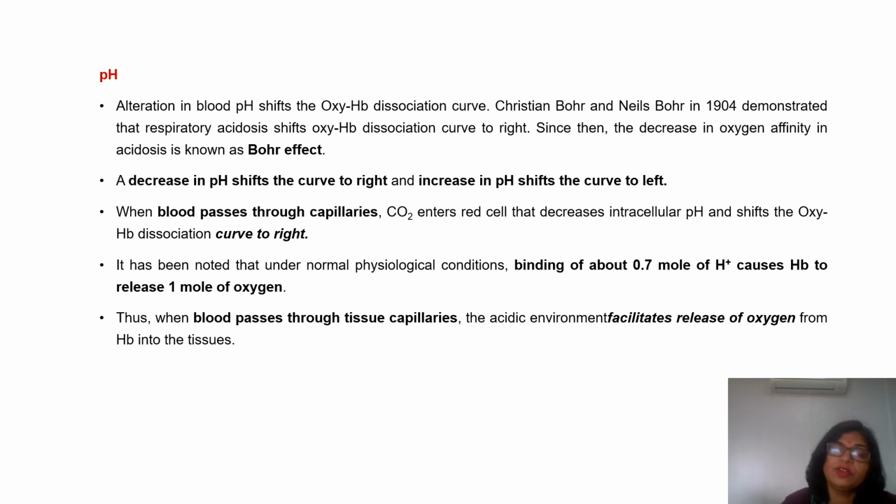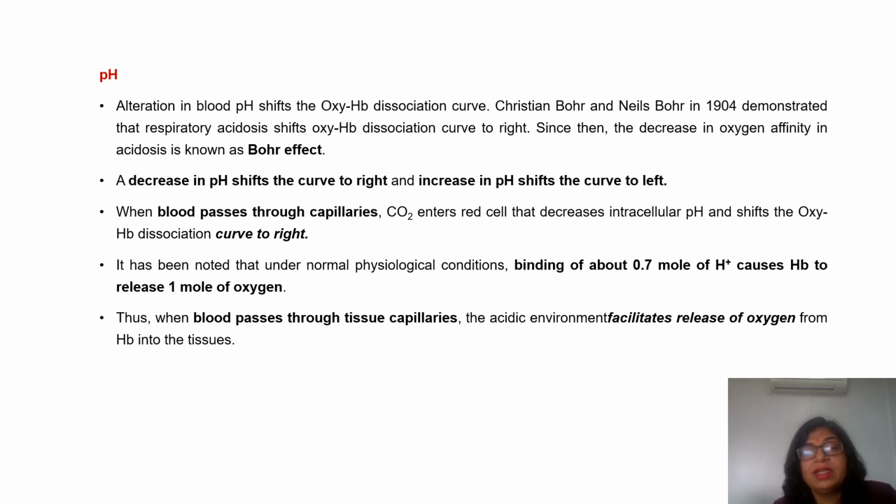Now coming to the effect of pH on the curve. If there is acidosis, respiratory acidosis, the curve will shift to the right. So a decrease in pH shifts the curve to the right, and an increase in pH shifts the curve to the left. So what will happen when blood passes through the capillaries? Carbon dioxide will enter the blood cells, so pH will decrease and the oxyhemoglobin curve will shift to the right.